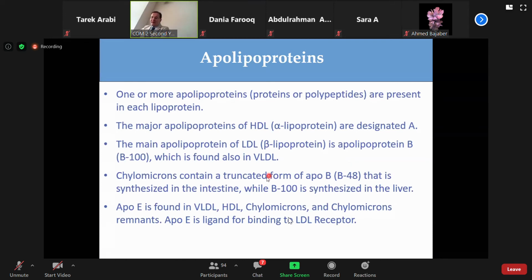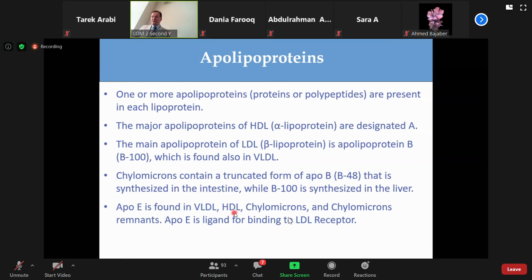So the chylomicrons also contain a truncated form of ApoB. We're going to discuss this more as we get on with your study. How is it truncated? It is the same gene that synthesizes the B100. But this is what we call RNA editing, where there's a stop codon. Instead of synthesizing the B100, with the stop codon, now we're synthesizing B48. We'll talk about this RNA editing later on, not in this block.